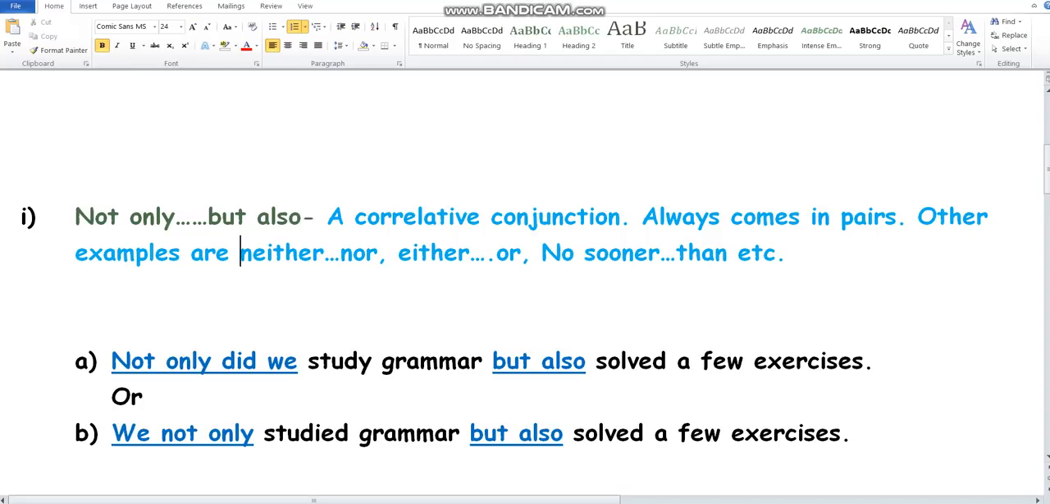The structure not only but also can be used in two ways. You may either begin the sentence with not only or use it in the middle of the sentence. Not only did we study grammar but also solved a few exercises. Or we not only studied grammar but also solved a few exercises. Usually, in the examination, in the question paper, the instruction that you get is to begin the sentence with not only. So we will focus on the first one.